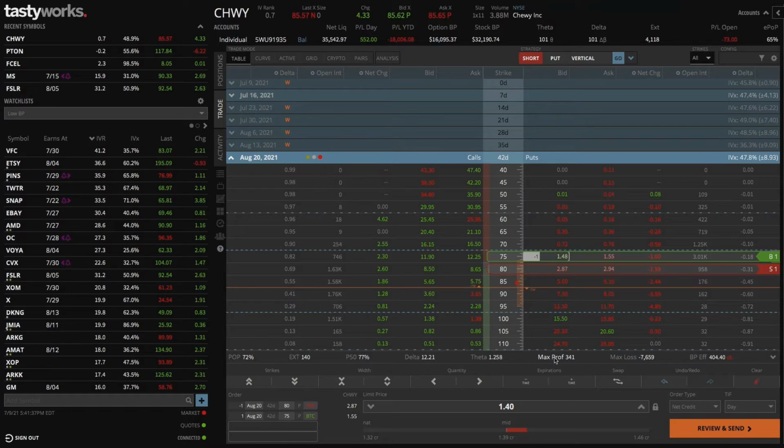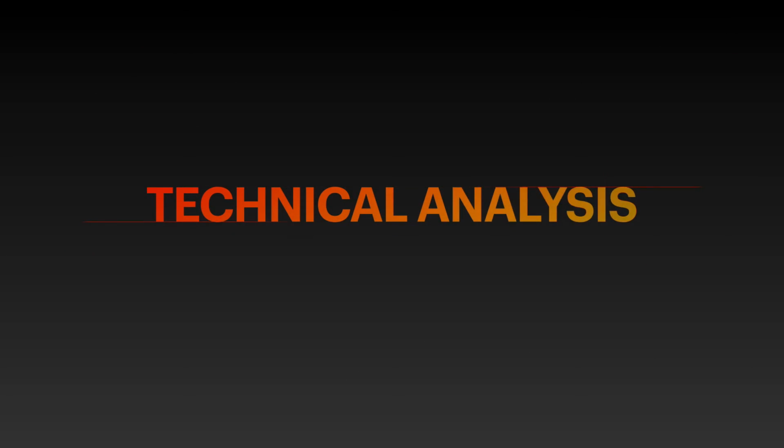This should say max profit is $1.40 or $140, and your max loss, since this is a 5-point wide spread, you just subtract $1.40 from 5, which would be $3.60 right here, or $360 would be your max loss. And then that would also be your buying power effect at 360. All right, I feel like I've talked that to death. Let's take a look at the charts and see how things are stacking up there.